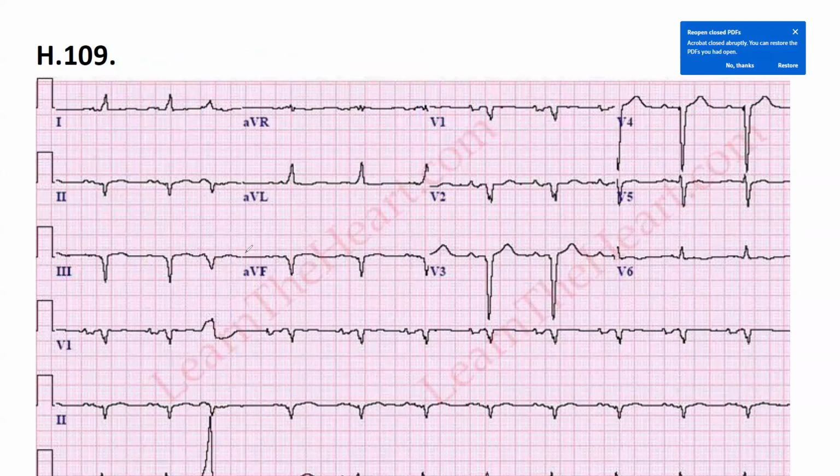Now you can go for the axis. First of all, the axis. Let's see. Positive lead 1, negative AVF, and negative lead 2, and equiphasic in AVR. So extreme left axis deviation. What does it mean? What caused this pathological left deviation? The left bundle branch block. Correct. Very good.